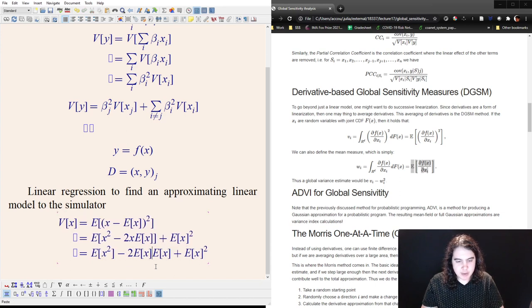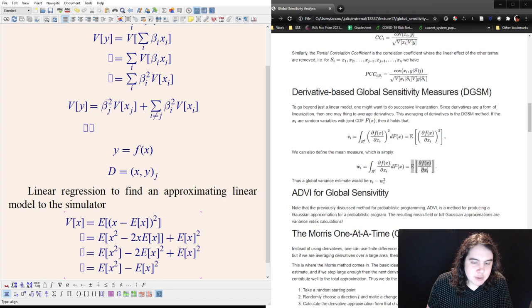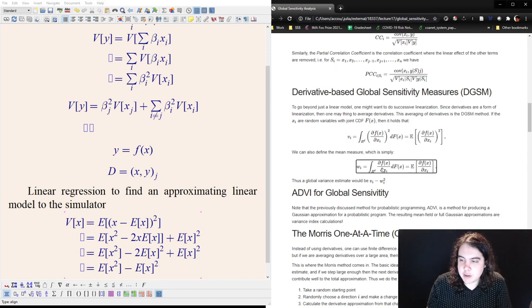And oh hey, look, we have expected value of x and expected value of x. So this is the expected value of x squared. And so you have two expected value of x squared plus expected value of x squared. And so then you have E of x squared minus E of x squared, right? So this is another way of writing down the variance. So what you can do is calculate the expected value of the squares, and then calculate the expected value and square it. And when you subtract those two quantities, you have an estimate for the variance.